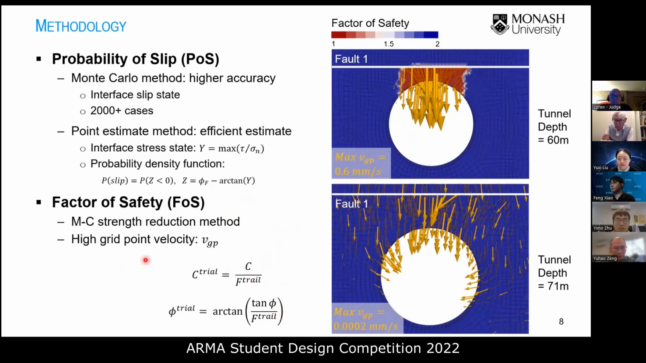So the FOS is derived based on the velocity of the grid point, as the figure on the right-hand side shows. For example, for the tunnel depth of 60 meters, the red arrays on the top of the tunnel have FOS equals to 1 and the highest grid point velocity in unstable status. Comparably, for the tunnel depth at 71 meters, the FOS is generally 2 in a stable status and much less grid point velocity.